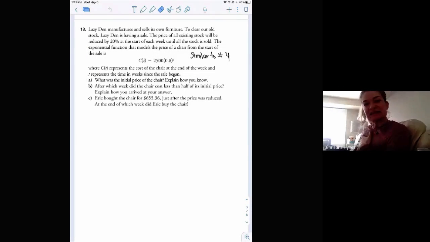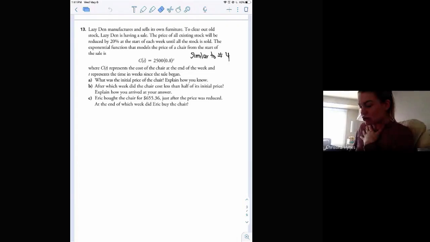Okay, so this one is similar to question number 4. It says Lazy Den manufacturers sell its own furniture to clear out old stock. So what they're telling you is that your stock is reduced by 20% at the start of each week until all the stock is sold. The exponential function that models the price of a chair from the start of the sale is given by this equation.